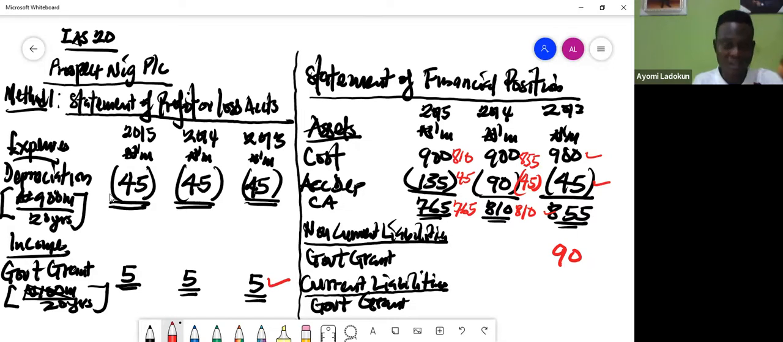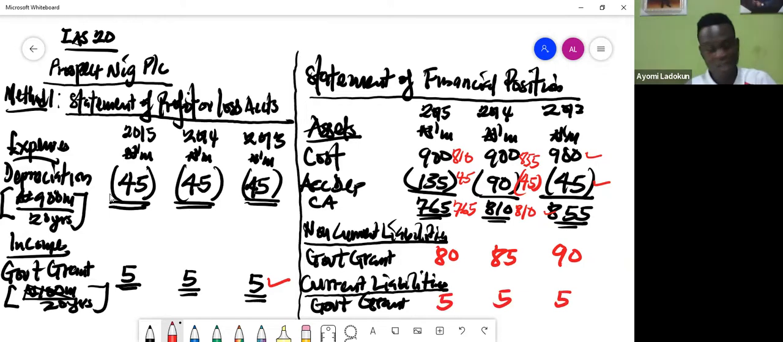That means I have 90 left, more than 1 year. So if I'm releasing 5 every year, in 2014 it will be 85, and in 2015 it will be 80. That's what you are doing. And for my current liability, it will be 5, 5, 5, because every year I'll be releasing 5. And that is the end of method 1.